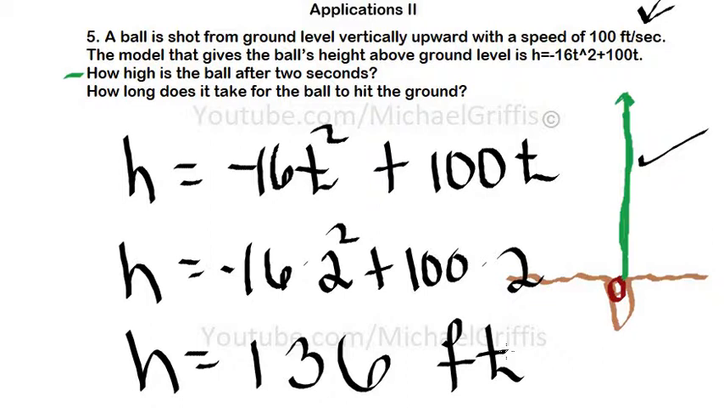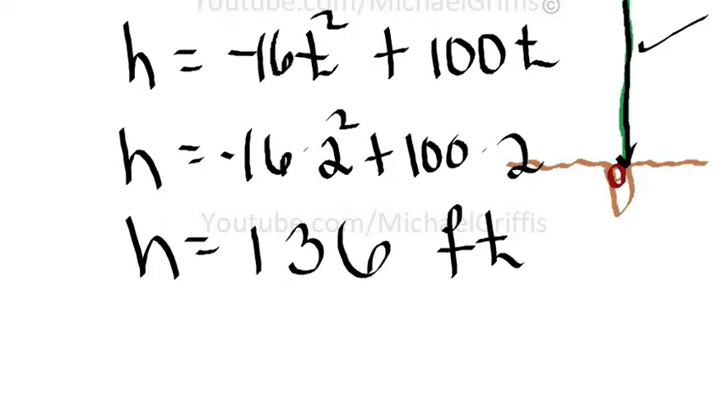How long does it take for the ball to hit the ground? In other words, it went all the way up, and then it came all the way back down. How much time did that take? What does that mean? That means when the height is 0. Well, the only 2 times the height is 0 is when time is 0, before it even left the hole. That's one time, and the other one we're trying to figure out.